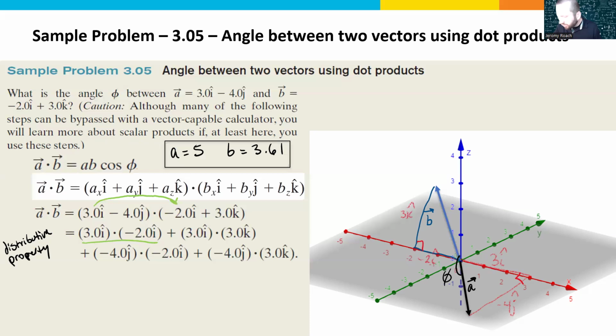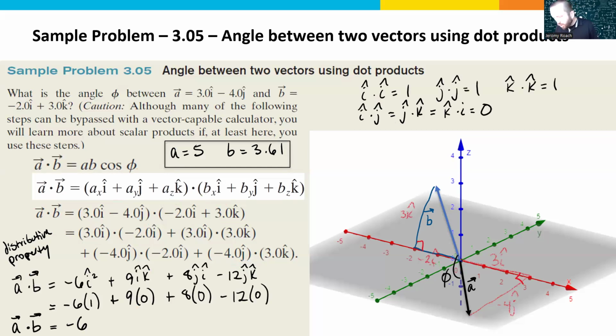I'll try to color code these. Negative, or 3.0 I hat times 3.0 K hat. That's the second one. And we do the last two as well. So negative 4.0 J hat times negative 2.0 I hat and negative 4.0 J hat times 3.0 K hat. Sometimes PowerPoint deletes when I write, unfortunately. But that's okay. We'll continue going. So the distributive property, that's how we solve the dot product.